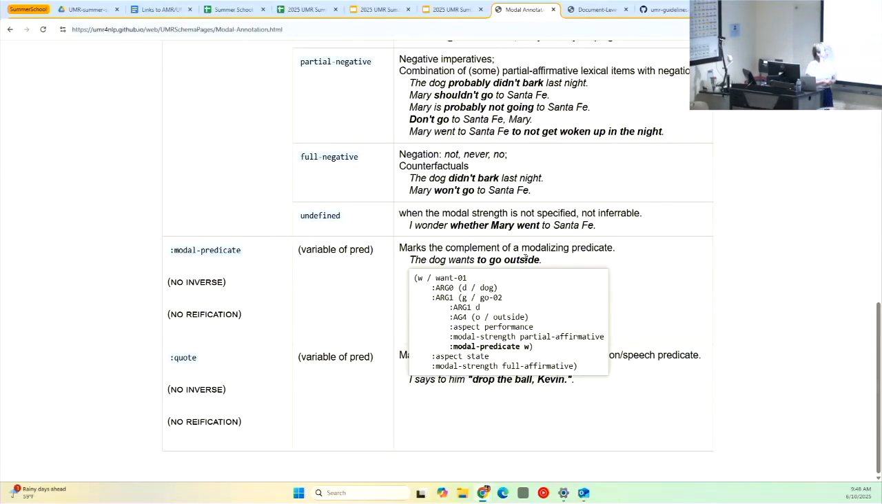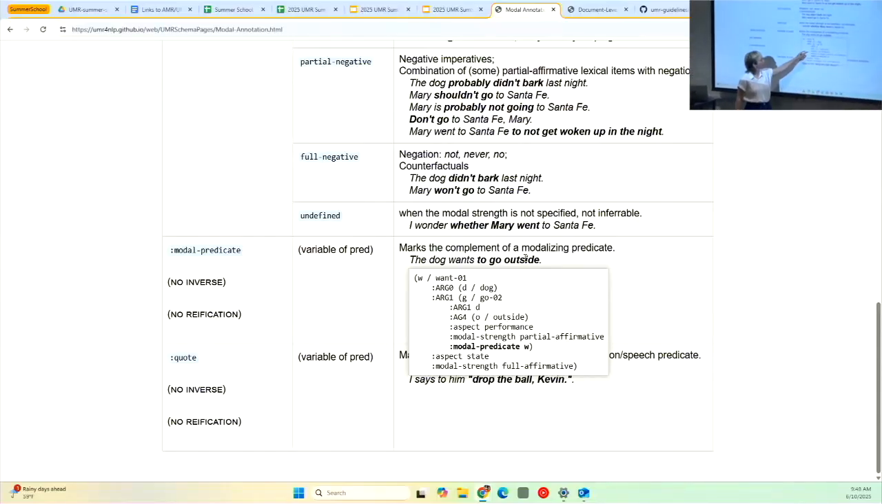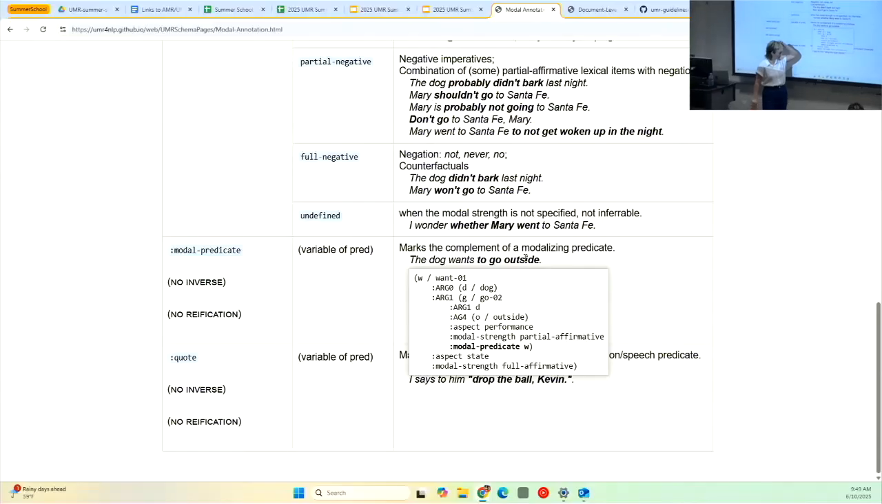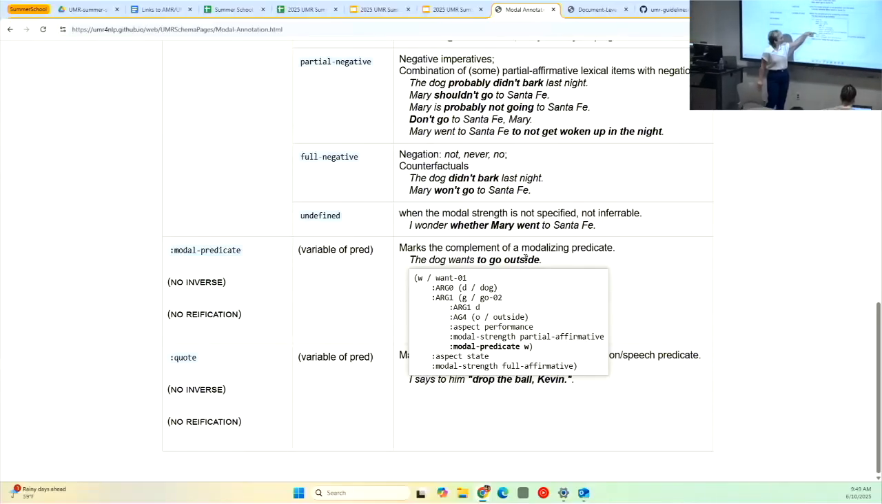With modalizing predicates like want, you're going to add a modal strength. You actually don't have to add a modal strength though. So this is when you're doing your sentence level annotation. This is actually also a shortcut for the writer. The writer will digest this. So the argument of the modal predicate, you're always going to put that in the complement clause of the modalizing predicate. And it's always going to link back to the variable for the modalizing verb.